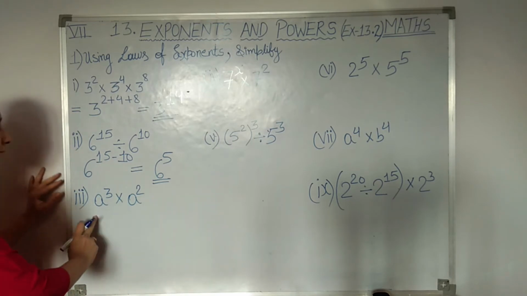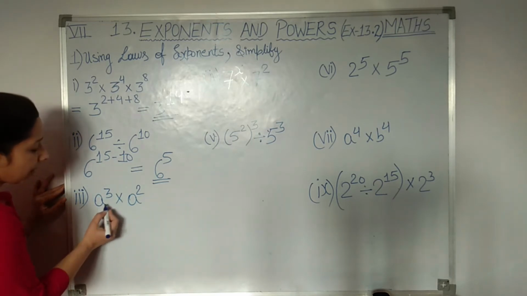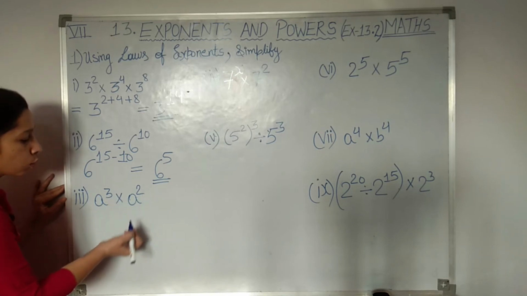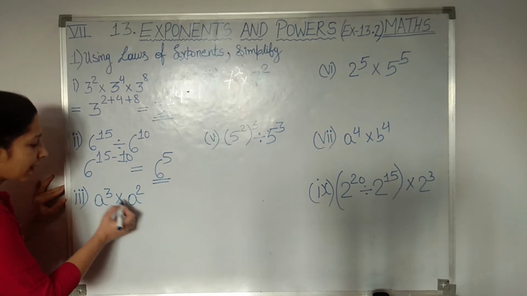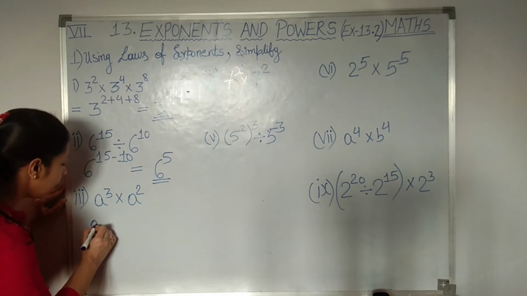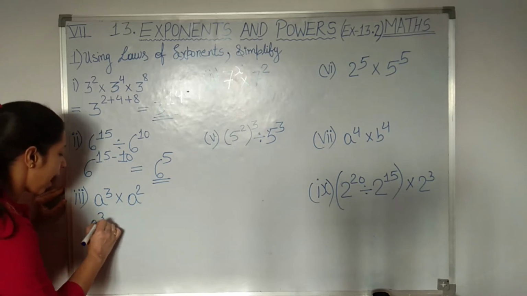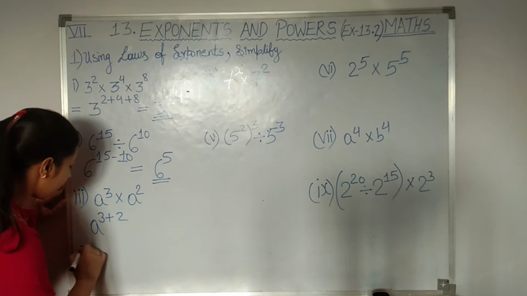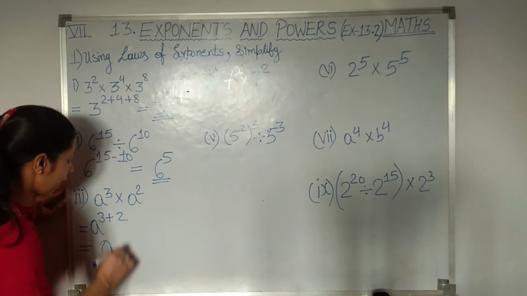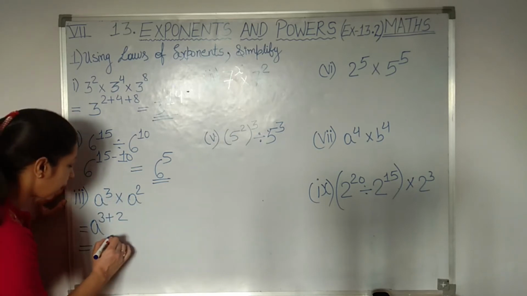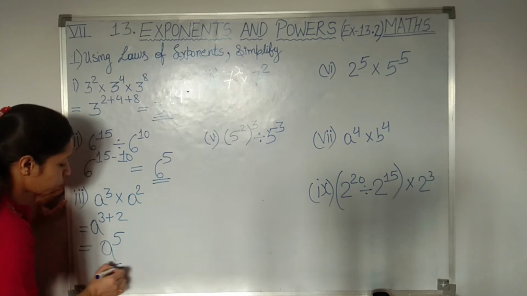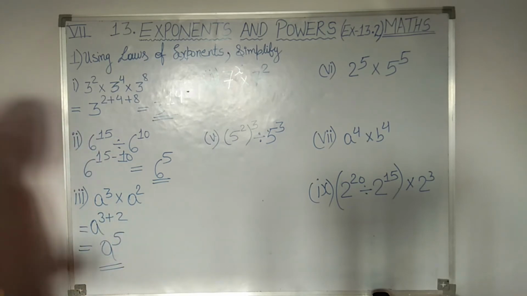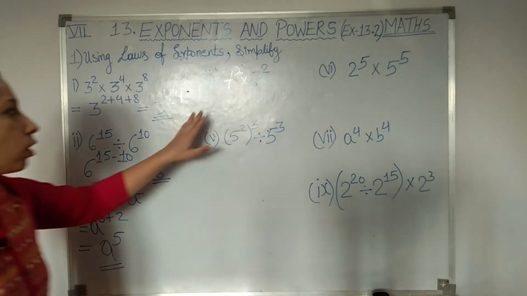Okay. Then let us see the third point. Here a raised to the power 3 into a raised to the power 2. Now again bases are the same, exponents are different. So again take the bases common and add the exponents. Wherever, students, the bases are the same and powers are different and they are in multiplication, we have to add the powers. So the final answer is a raised to the power 5. Clear? Let us see the fourth point.